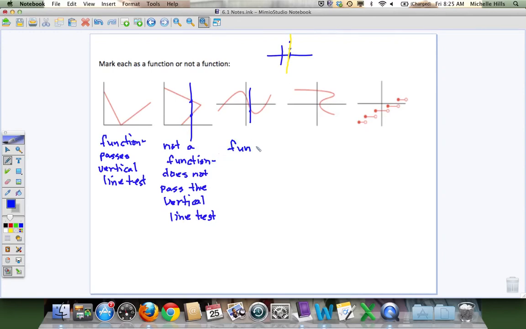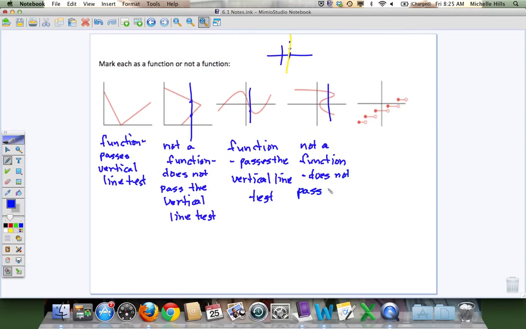So function, again, I do need to write out the explanation for each one of these, passes the vertical line test. This one is not a function. I can hit this one in 3 different places at once. So not a function. And you always have to give your explanations on these for me. Does not pass the vertical line test. And you can only use the vertical line test on graphs, not on tables.